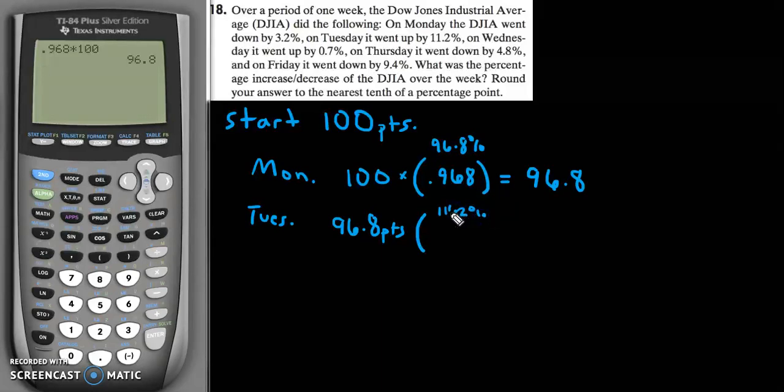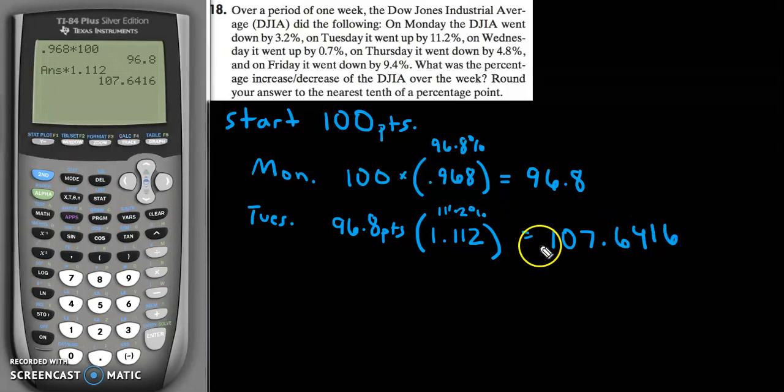And if I want that as a decimal, I have to move it twice. So that's 1.112. So 111.2%. So if I come over here and say, well, yesterday's worth times 111.2% as a decimal, it's now worth 107.6416.